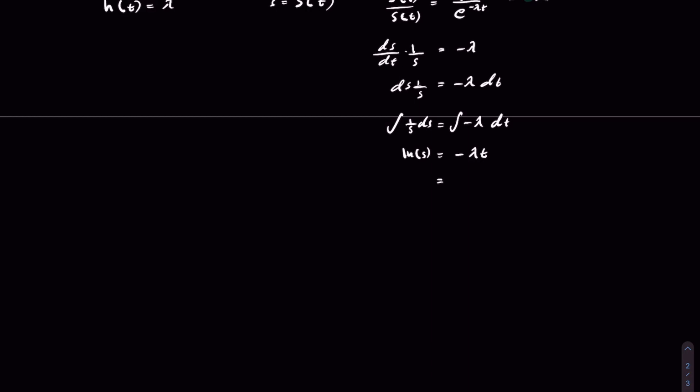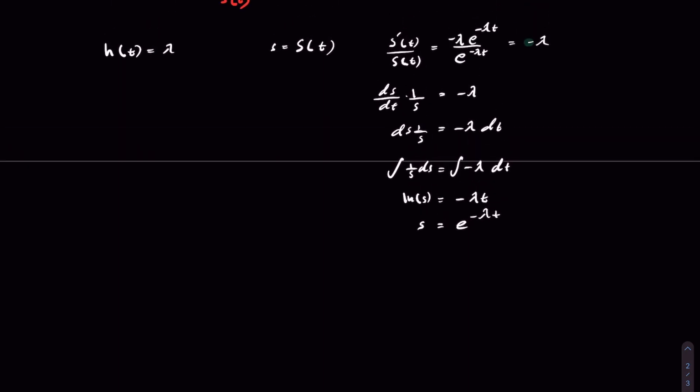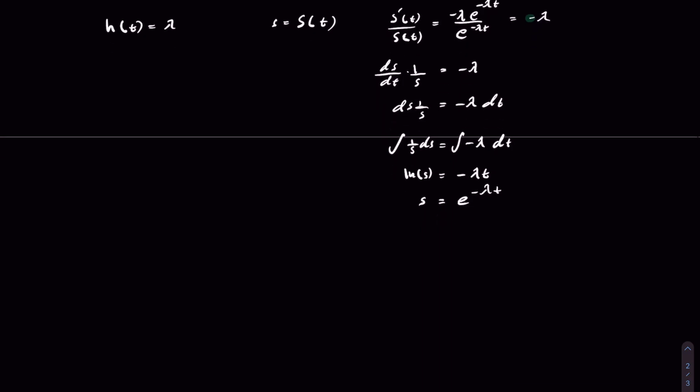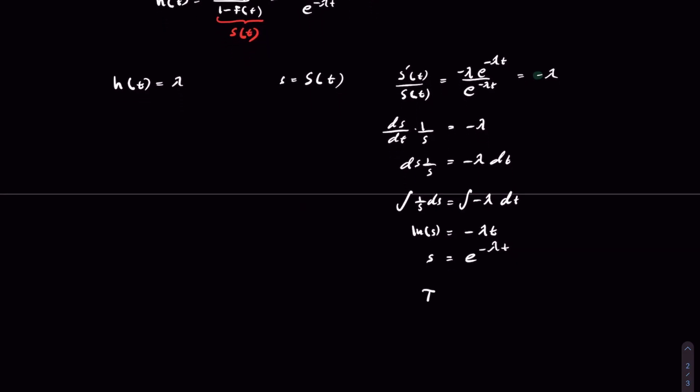And taking the exponential of both sides, we end up with s equals e to the negative lambda t. And so what we've shown here is that s, the survival function, must be exponential, right? And so that says to us that t then must be exponential with parameter lambda, and that basically completes our proof.